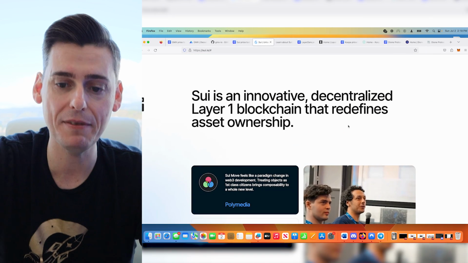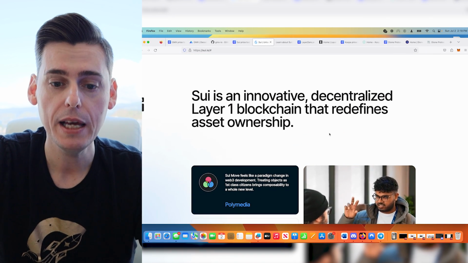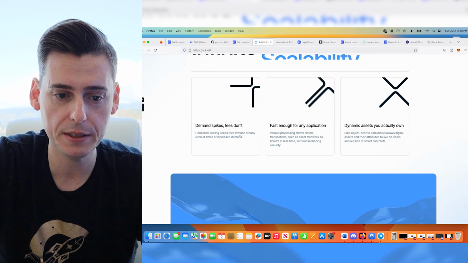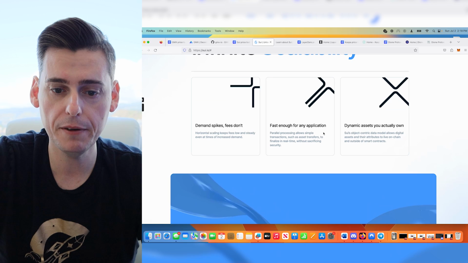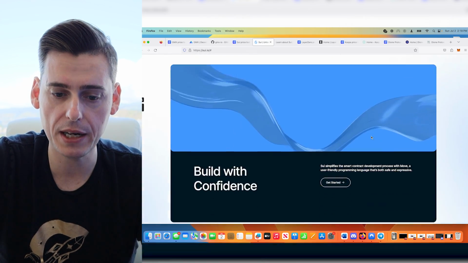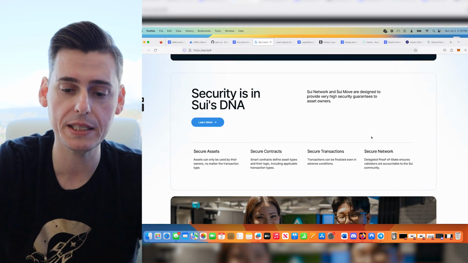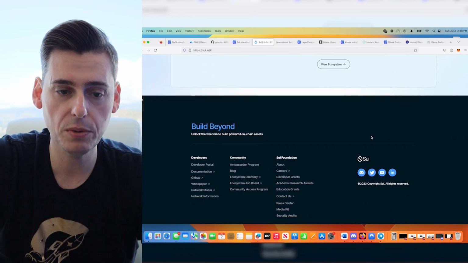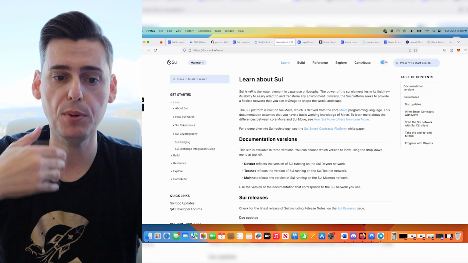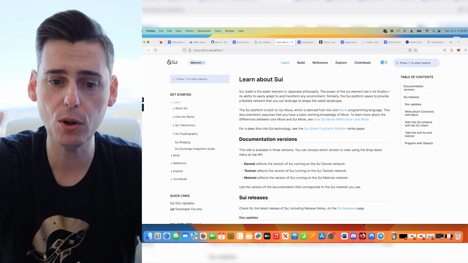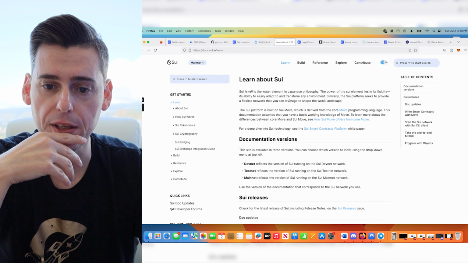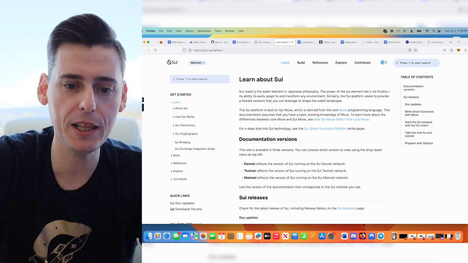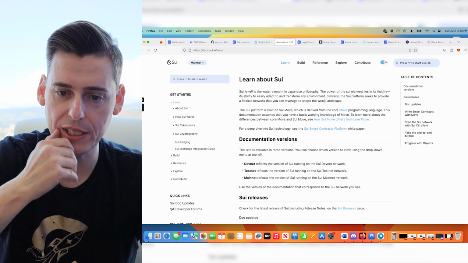Sui is an innovative, decentralized layer one blockchain that redefines asset ownership. Infinite possibilities, defying spikes, fees that don't, fast enough for any application, dynamic assets you actually own, right? There are so many really amazing technologies and blockchains being built out currently in the ecosystem, and it's really good to just kind of put some of these projects in front of you. But check us out. So Sui is the water element in Japanese philosophy. The power of the Sui element lies in its fluidity. It's able to easily adapt and transform to any environment.